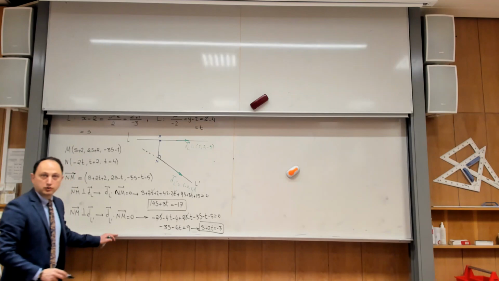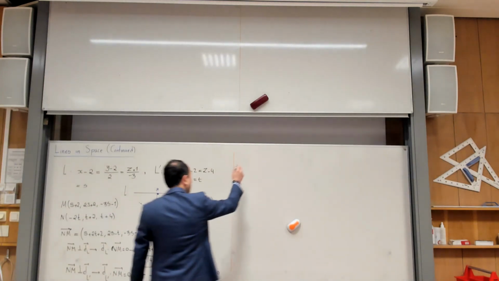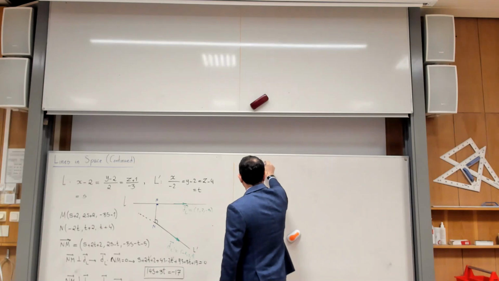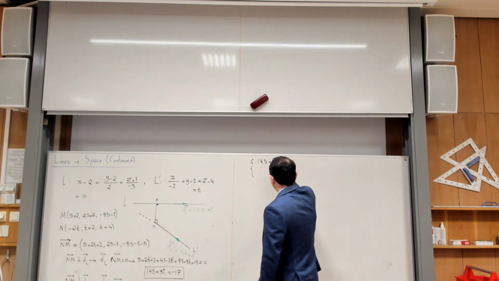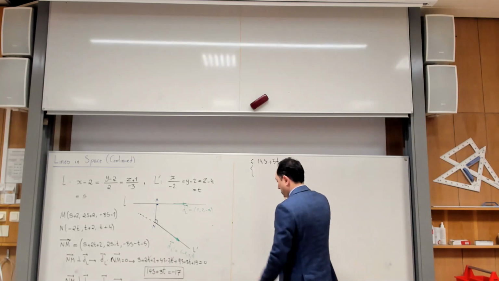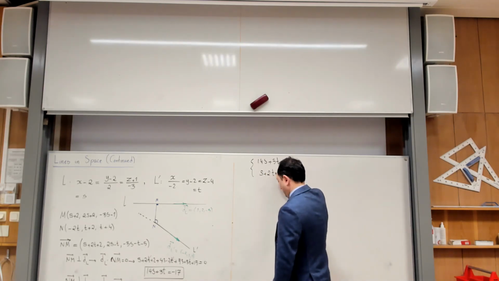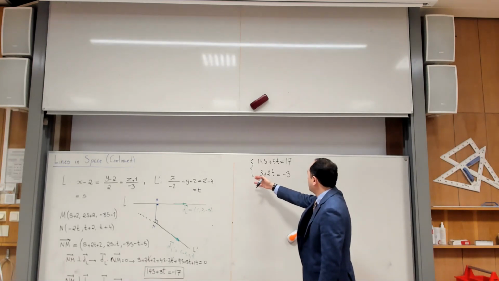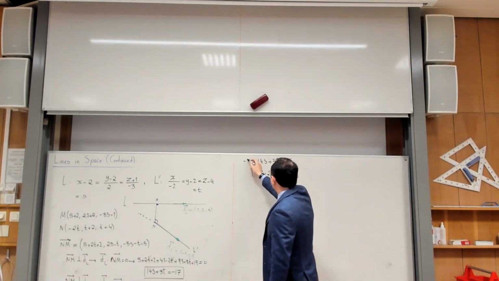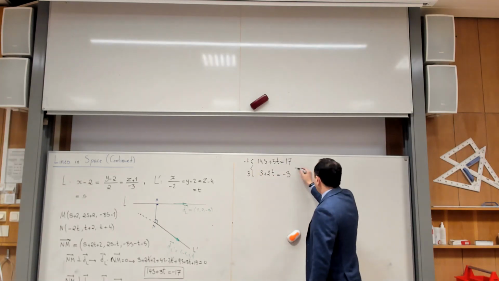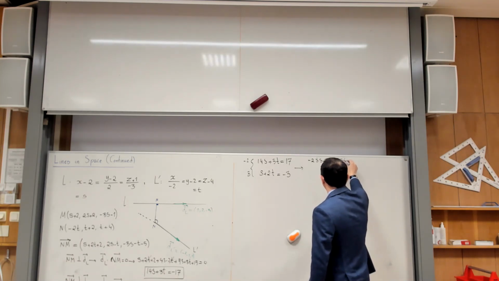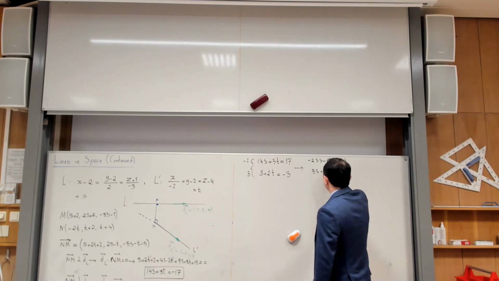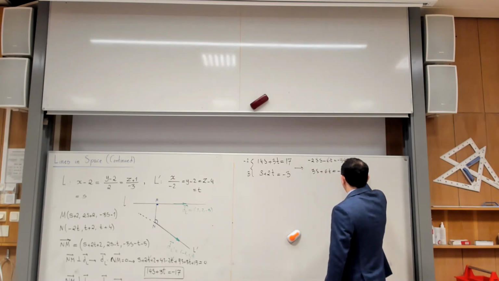Yes, so I have two equations. So I set up a system, 14s, and then I have 3t is equal to 17, and the other one is s plus 2t is equal to minus 3. If I want to solve that, for example, let me multiply this by minus 2, this one by 3. Then what happens, this becomes minus 28s, minus 6t is minus 34, and then it becomes 3s plus 6t is negative 9. So if I add them, this is gone.